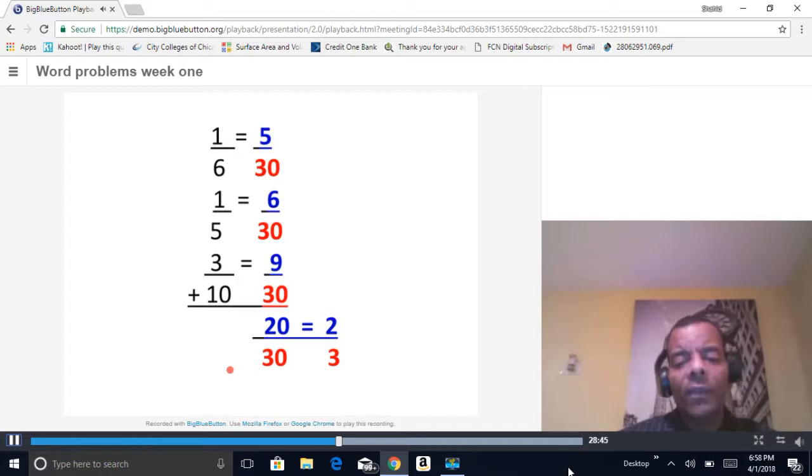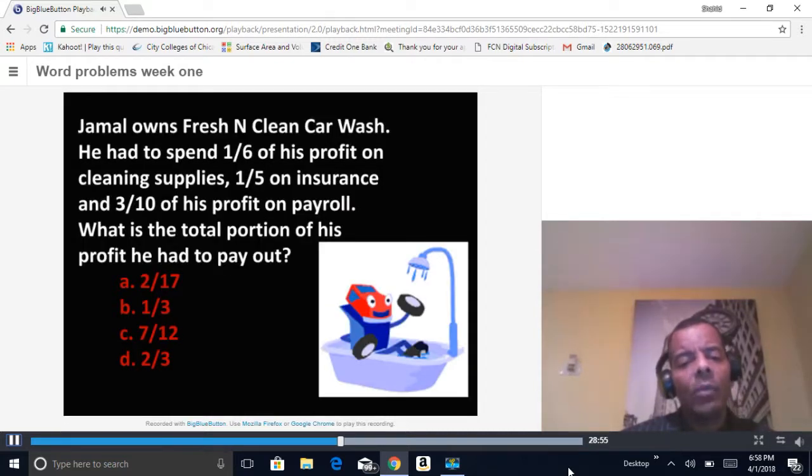20 out of 30. Remember, we never leave a fraction unsimplified. So break 20 out of 30 down, you get 2/3 when reduced. And that would mean that the correct answer was D. 2/3 is his total amount that he's paying out of his profit with those 3 fractional deductions.